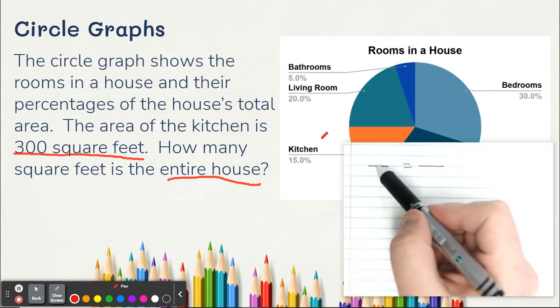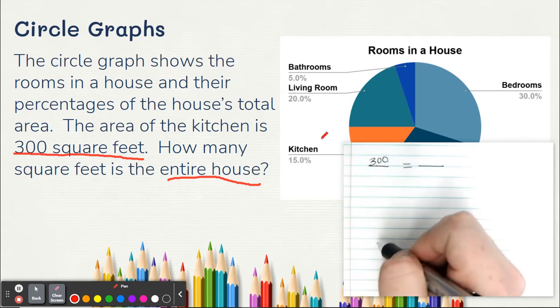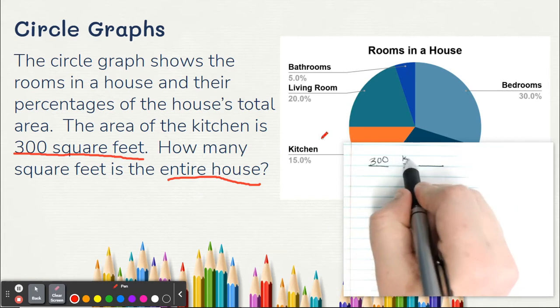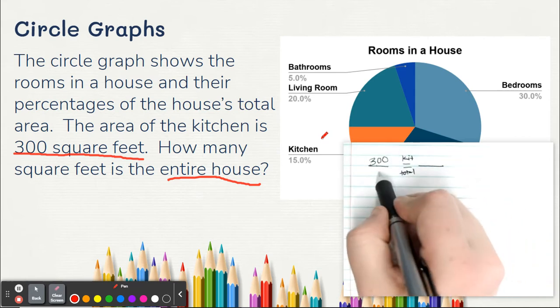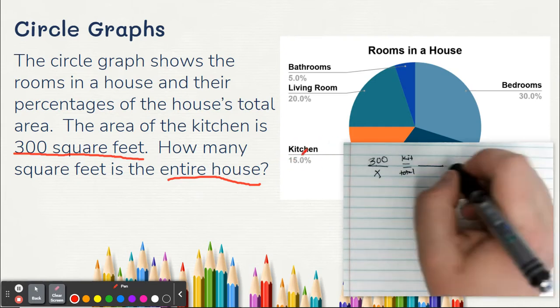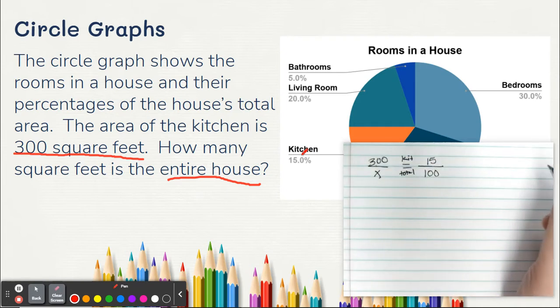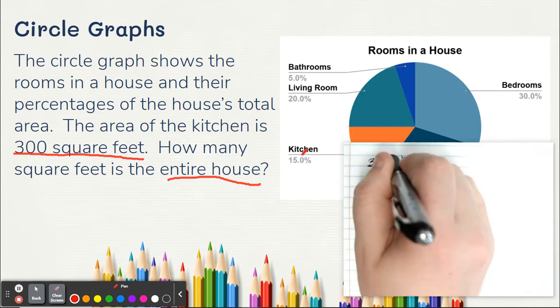I know the area of the kitchen is 300, okay? And we're trying to find the total area of the entire house. So that's going to be where the X goes, okay? And then I find what the percentage of the kitchen is, 15. So that would be 15% over 100. All percents are always over 100. And then we cross multiply and divide.